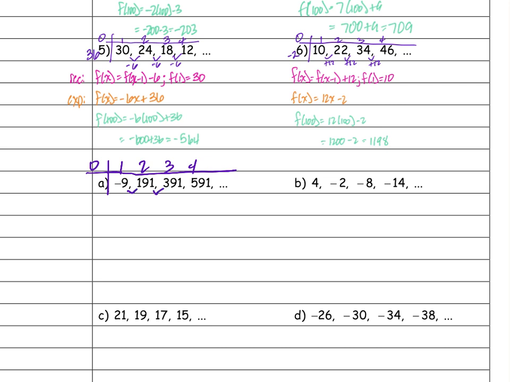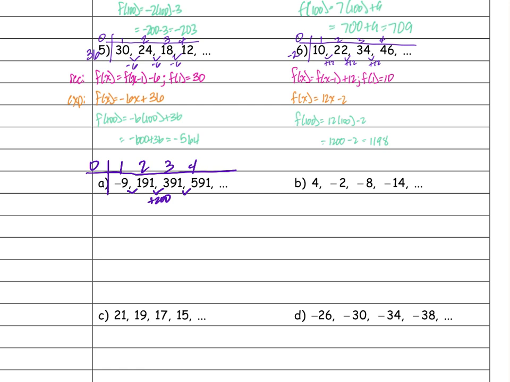But what if I look at the second two? What do I add to 191 to get 391? And what do I add to 591 to get 391? So forget the negative 9 to the 191. Let's not look at that one right now. Let's just look at 191 to 391. What am I adding there? 200. Good.